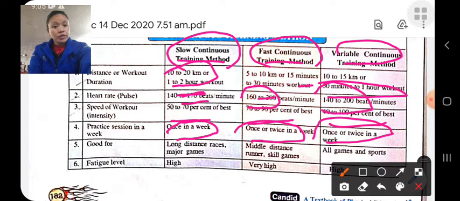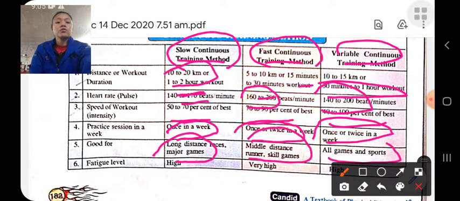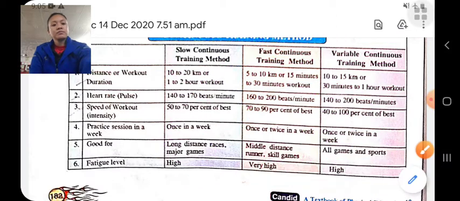Slow continuous is good for long distance. Fast continuous is good for middle distance, and variable is good for all games and sports. Fatigue: in slow continuous, our fatigue is high. In fast continuous, our fatigue level is very high. And in variable, our fatigue is high. These are some differences between slow, fast and variable continuous training methods.